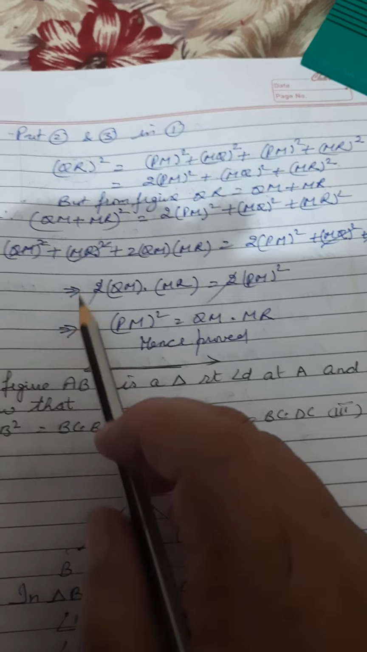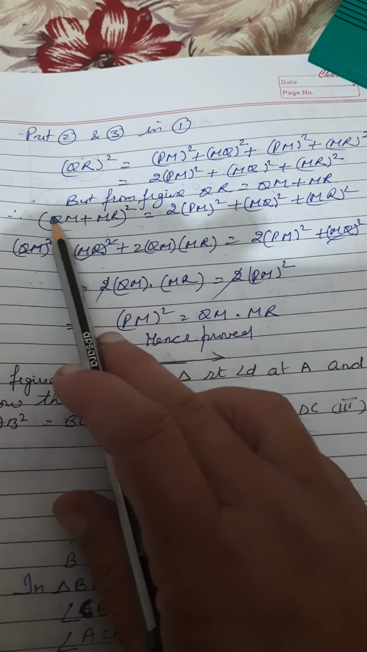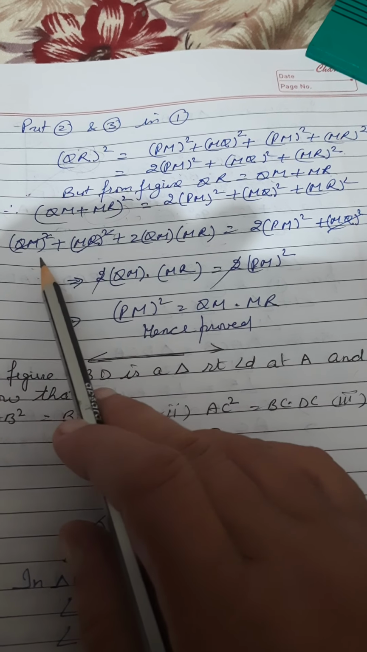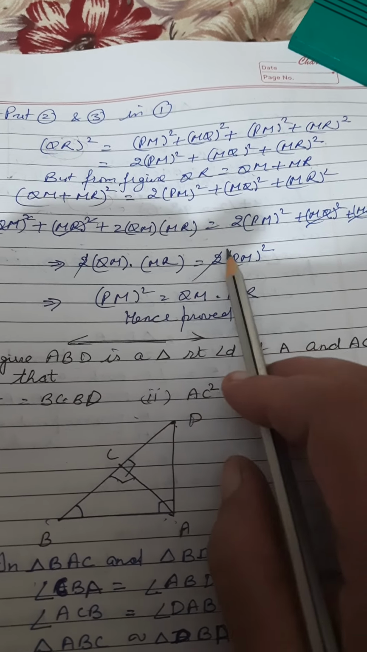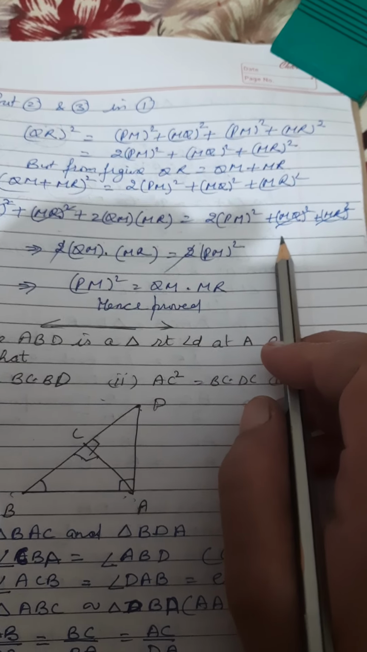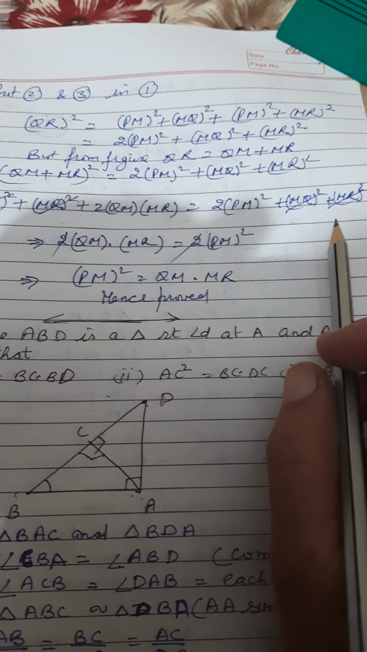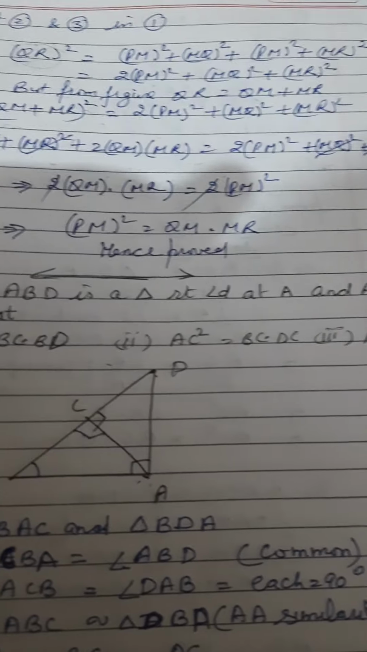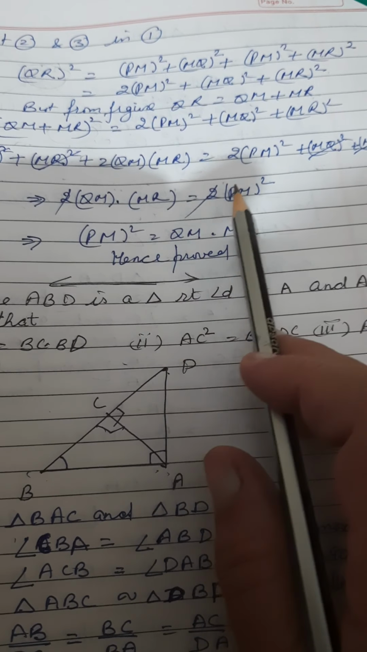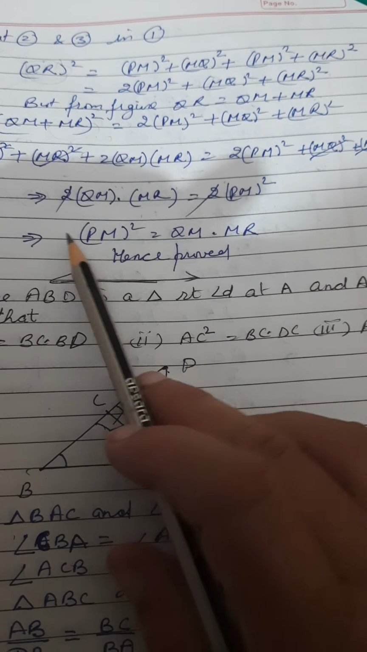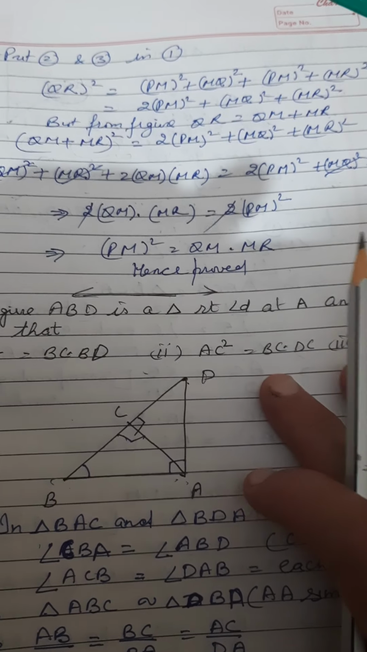Now we will apply the formula of A plus B whole square, that is A square plus B square plus 2AB. Then A is QM and B is MR. Then it becomes QM square plus MR square plus 2 QM MR is equal to twice PM square plus MQ square plus MR square. See here, MR square and QM square, here also we have MQ square and MR square, these will cancel, and therefore we get twice QM into MR is equal to twice PM square. 2 cancels and we get PM square is equal to QM into MR, that we were to prove.